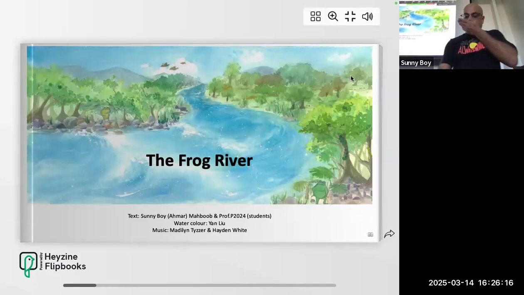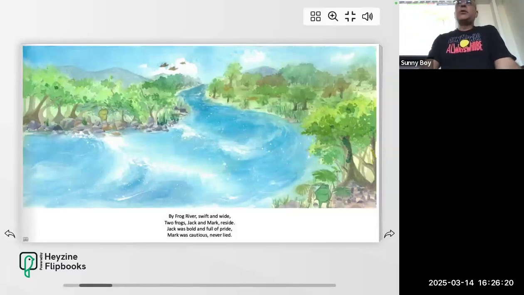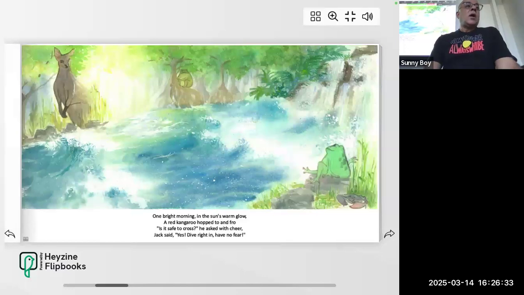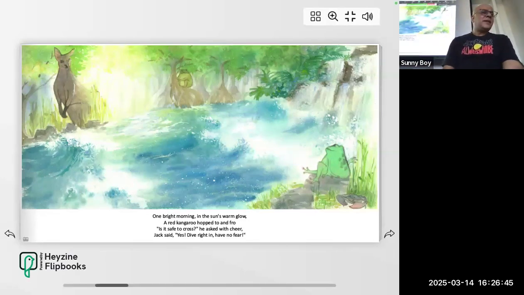It's the Frog River. By Frog River, swift and wide, 2 frogs, Jack and Mark, reside. Jack was bold and full of pride. Mark was cautious, never lied. One bright morning, in the sun's warm glow, a red kangaroo hopped to and fro. Is it safe to cross? He asked with cheer. Jack said, yes, dive right in, have no fear.